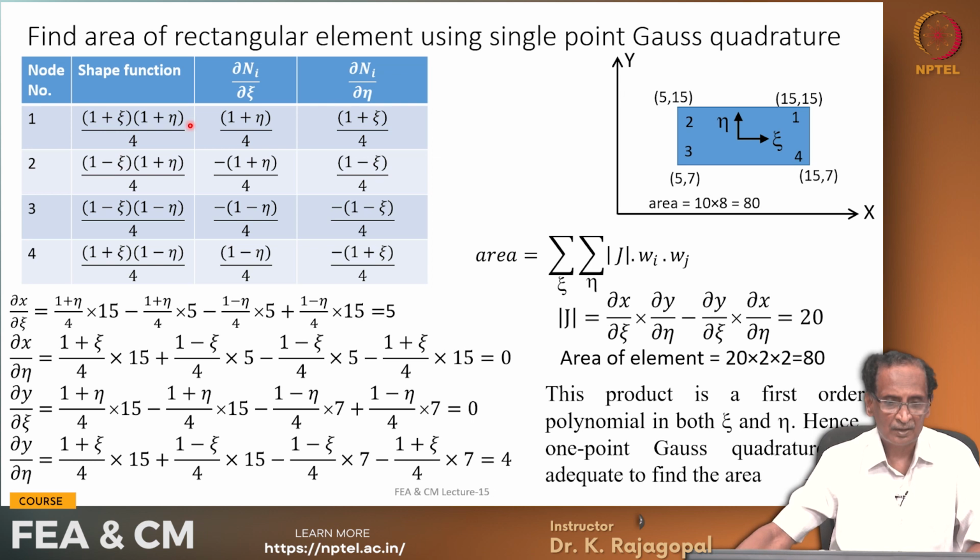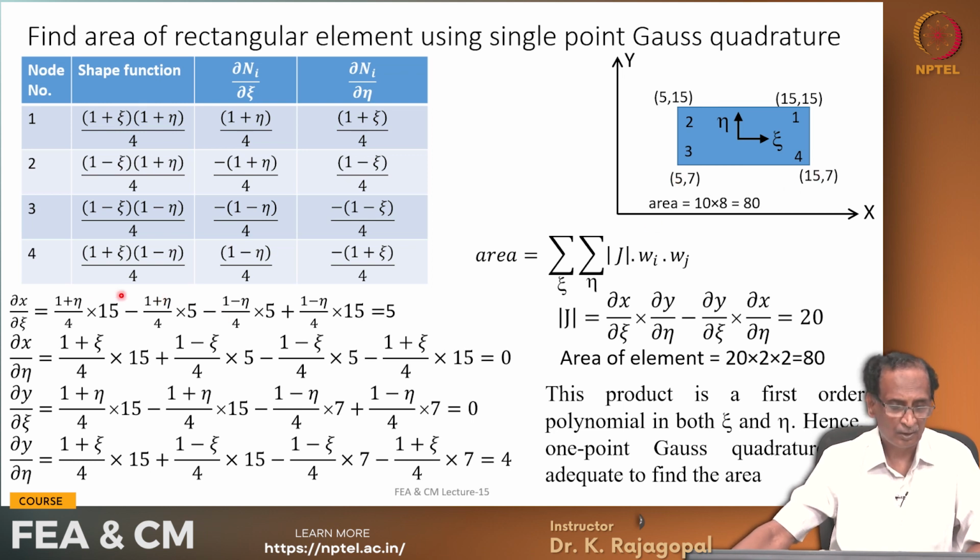So our shape functions at these 4 nodes are like this: (1 plus xi)(1 plus eta) by 4, (1 minus xi)(1 plus eta) by 4, and so on. Dou N by dou xi, dou N by dou eta are just simple derivatives with respect to xi and eta. And now we can calculate dou x by dou xi as dou N by dou xi times x, right? And we have 4 x values: x1 is 15, x2 is 5, x3 is 5, and x4 is 15.